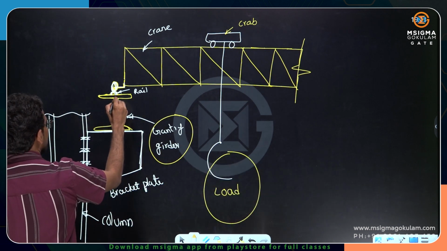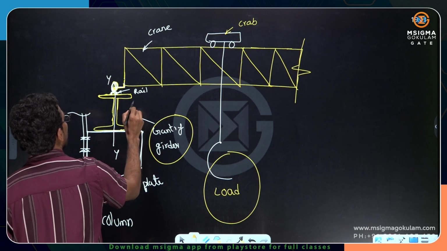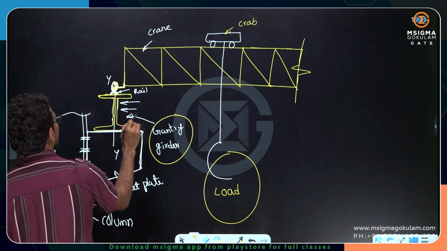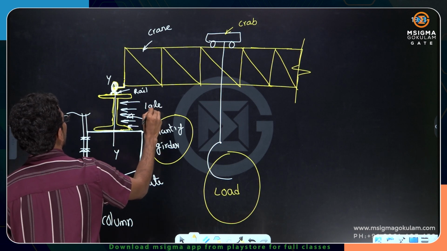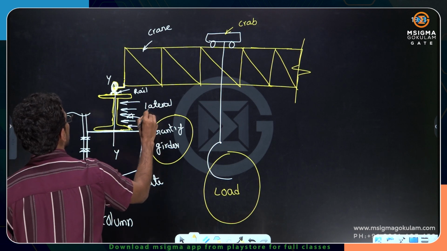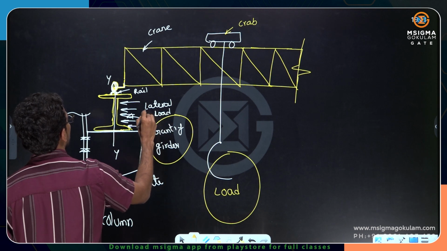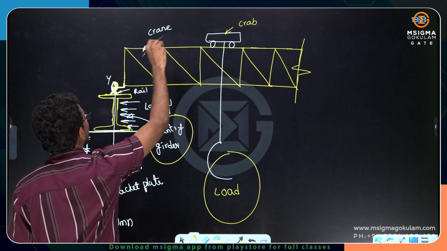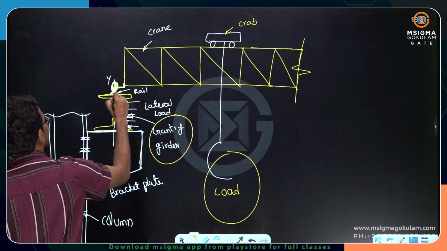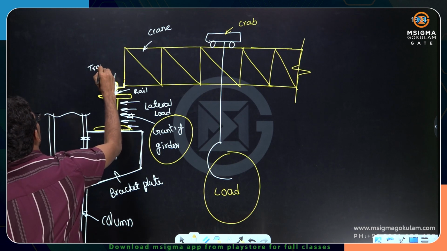Okay. So this is the y-y axis. Crab movement causes this kind of lateral load. Please remember this. Crab movement causes lateral load. And the self weight of the crab, crane, everything is going to cause the transverse load. This particular load, the vertically downward load, is called the transverse load.